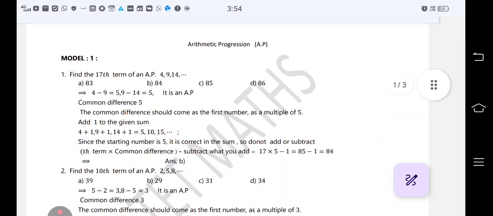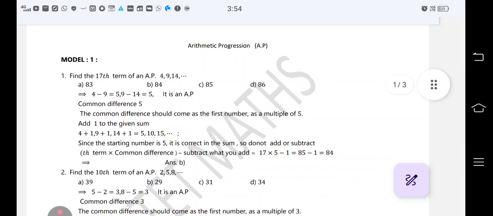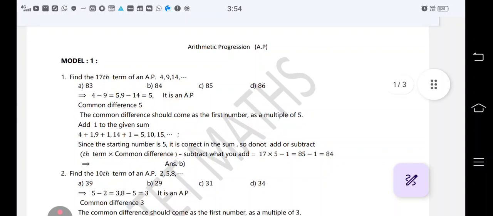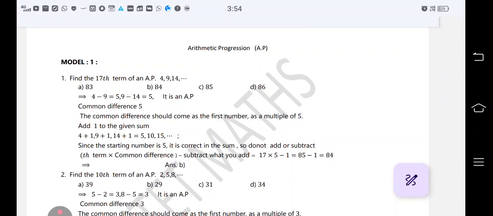The common difference is 5. For finding the nth term, the common difference should come as the first number. Here there are multiples of 5. But in the sum itself, it is given 4. Therefore, we have to add 1 to the given sum. 4 plus 1, 9 plus 1, 14 plus 1. That is 5, 10, 15, etc. Since the starting number is 5, it is correct.